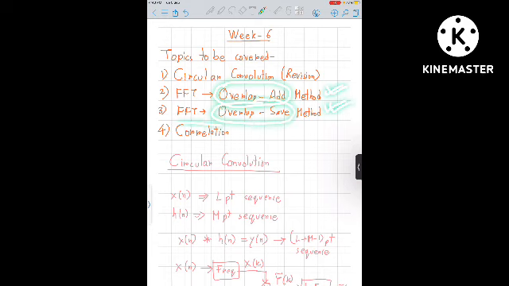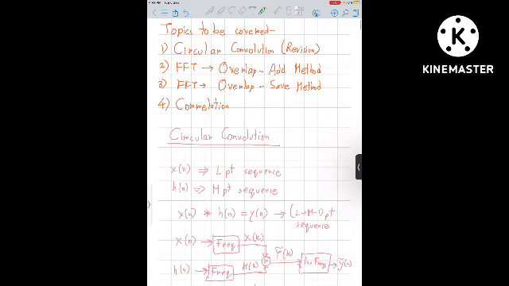Okay, so when we talk about circular convolution, yeah, anything to say? Hello? What? I didn't get you. Hello?